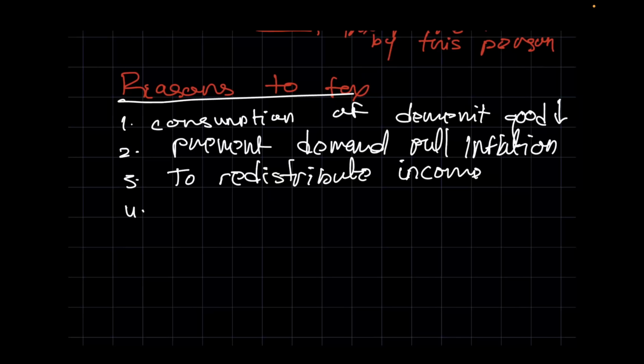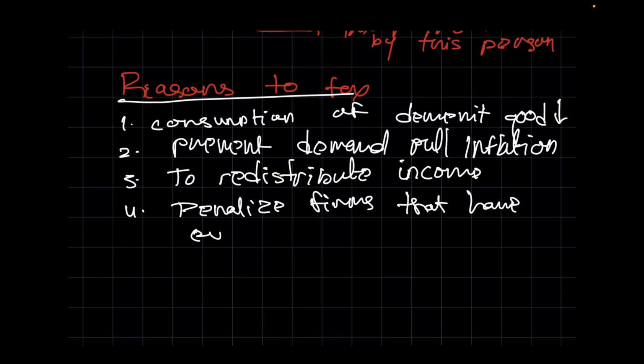Then you can also use taxes to penalize firms that have high external costs. So whenever you have external costs by the firms, externalities, again this relates to micro content. Externalities is when there are costs on unrelated third parties due to a firm producing a particular product. This could be stuff like pollution, traffic jams, so on and so forth.